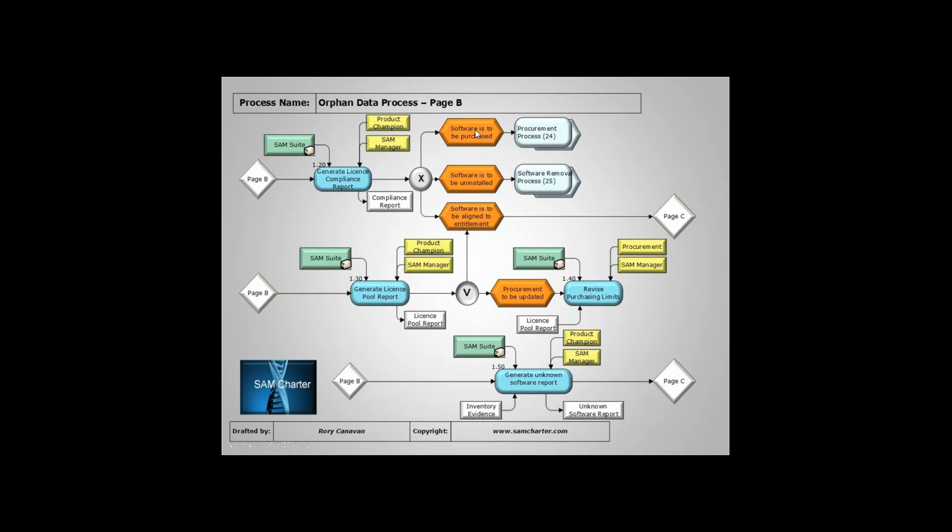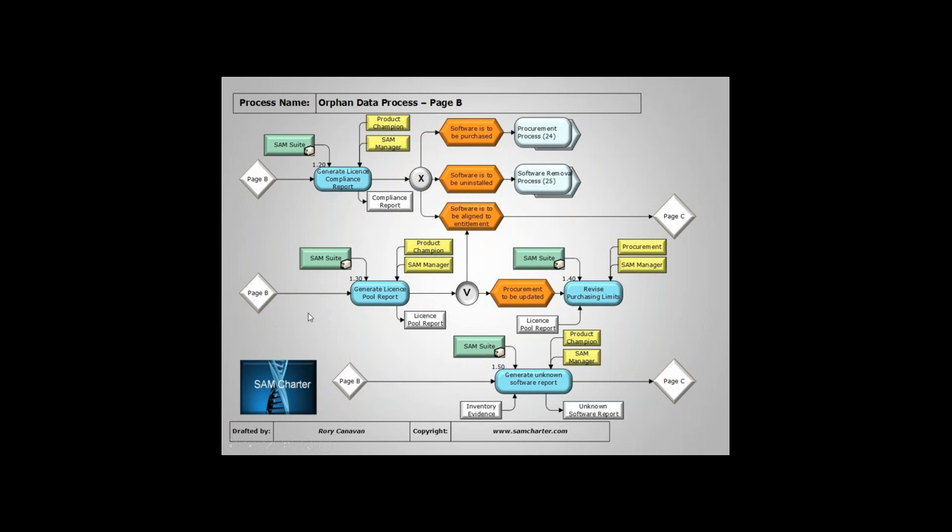We can either set about actually making the decision that the software is installed, but we need to go buy the license, so off we go to the procurement process, or we find that actually we don't need the software and for whatever reason that it should be uninstalled. So at that point we make a decision to move on to the software removal process. Or it could be that actually we do have the entitlement, but it's just not aligned to the installation. So at that point we can go down this decision route here and go to a decision or an activity to say that we should actually be making that alignment there.